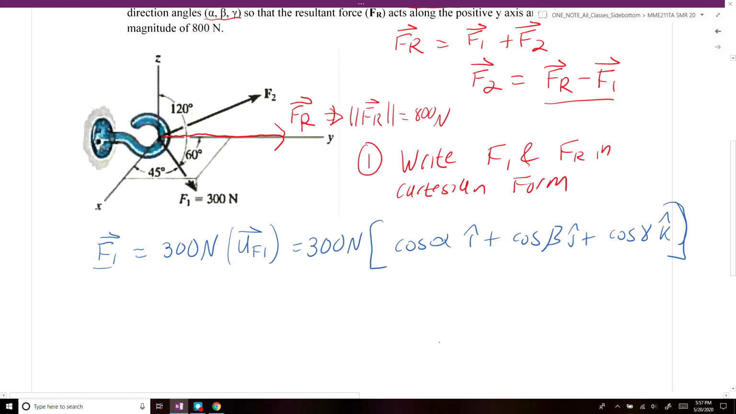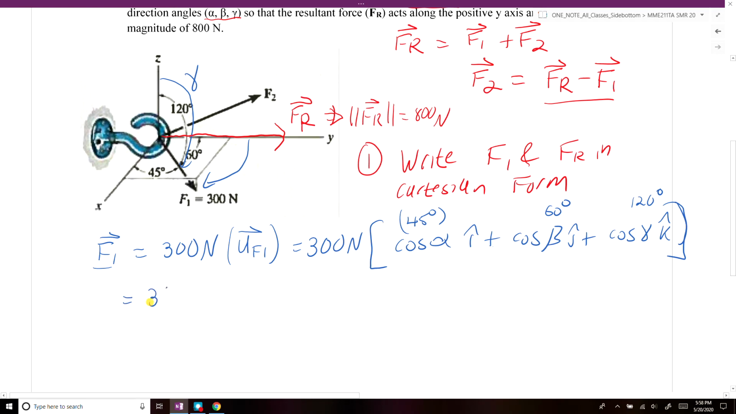From the diagram, we were given that alpha is equal to 45 degrees, beta, the angle from the y-axis to force 1, is equal to 60 degrees, and gamma, the angle from the z-axis to our force vector, is equal to 120 degrees. So if we multiply 300 by the cosine of 45 degrees, the cosine of 60 degrees, and the cosine of 120 degrees, we can get the x, y, and z components of force 1.